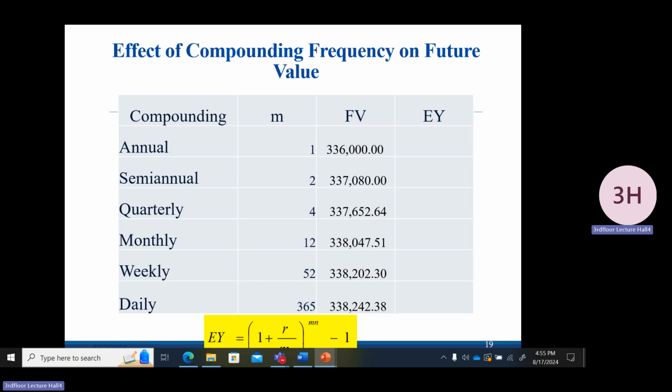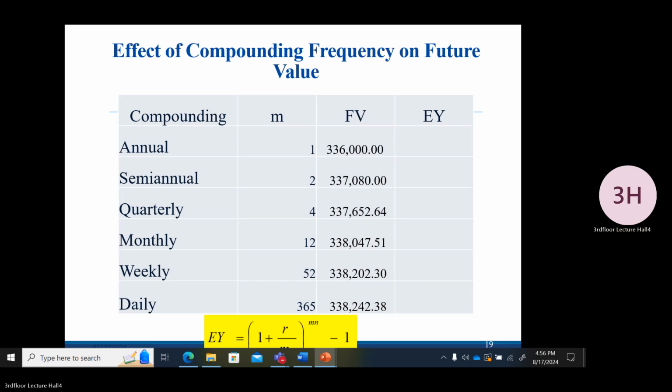Right. Let's calculate for semi-annual compounding. Our effective rate is equal to 1 plus R, the nominal interest rate 12%, divided by 2, since semi-annual is 2 times per year, to the power of 1 times 2, minus 1. Then you have to multiply by 100 to get it as a percentage. So this is the effective rate.